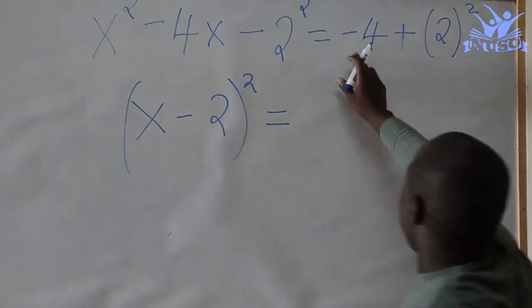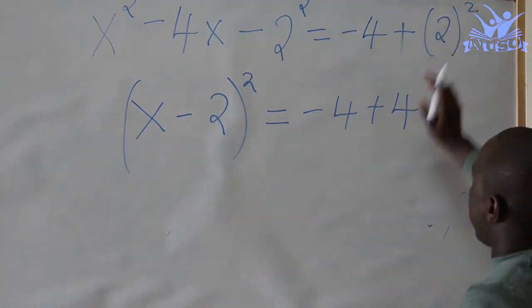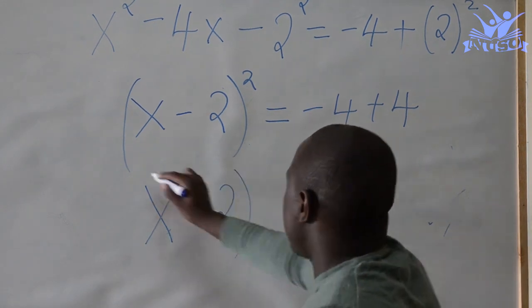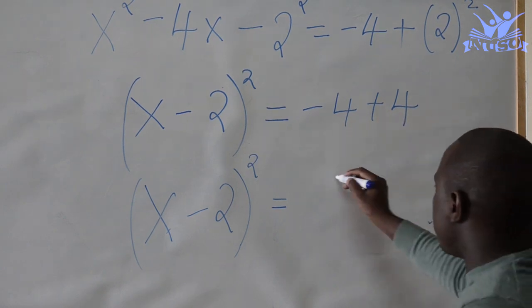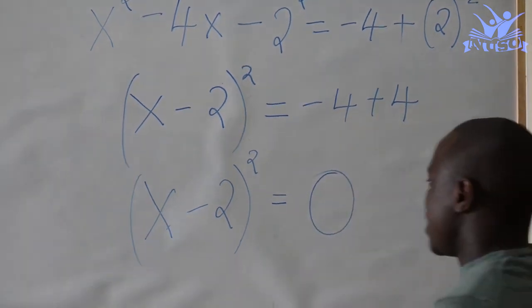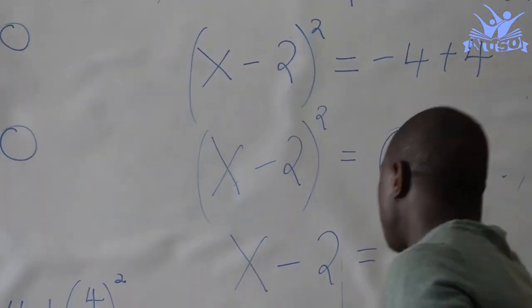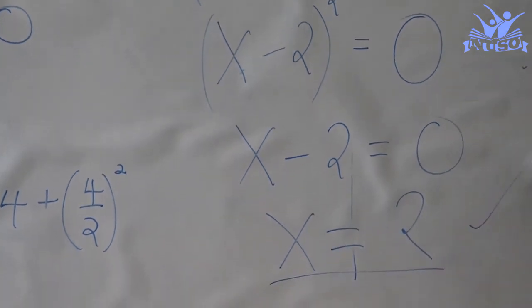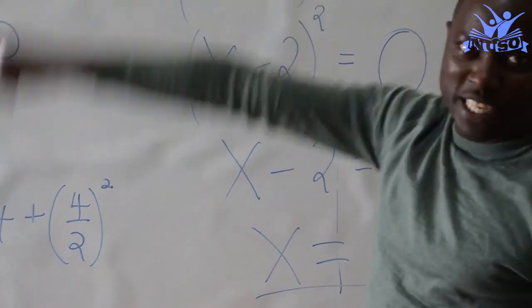It is equal to negative 4 plus 4, because 2 squared is 4. So you have x minus 2, squared, equal to negative 4 plus 4, which is 0. So x minus 2 is equal to 0, so x should be equal to 2. That is how we solve quadratic equations using the completing the square method. Thank you.